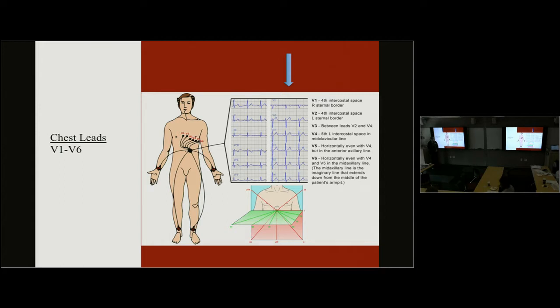Go ahead. So sometimes 12 leads aren't always used, right? There's situations where people do a rhythm strip, yeah. If you're doing any kind of drug trial or anything like that, it'll be a 12-lead EKG, yeah. If there's an abnormal rhythm and you want to look at a longer thing, they might do a rhythm strip, but typically it's a 12-lead.